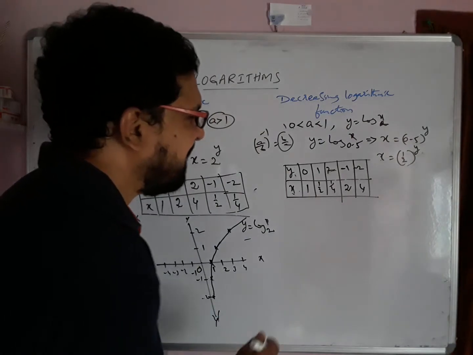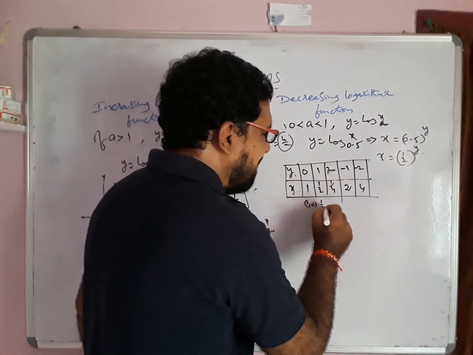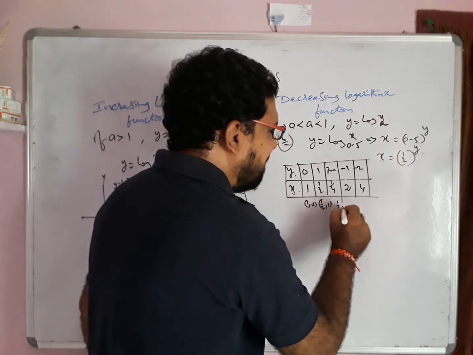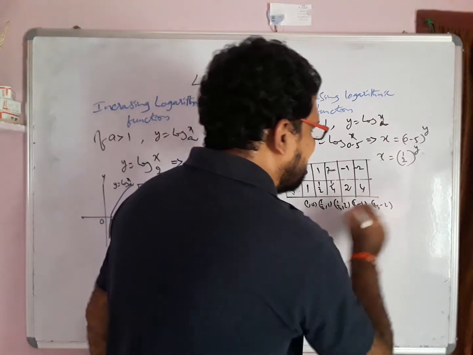Now the ordered pairs are (1, 0), (1/2, 1), (1/4, 2), (2, minus 1), (4, minus 2). These are the ordered pairs.